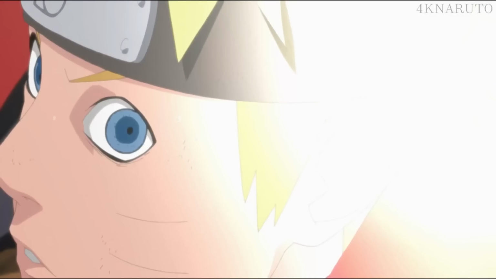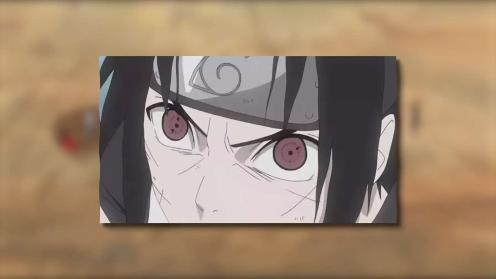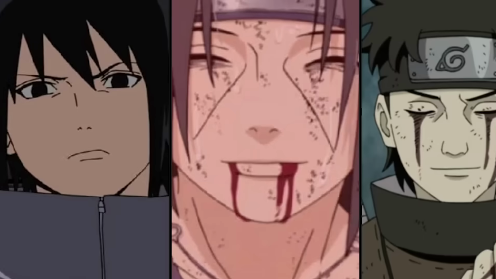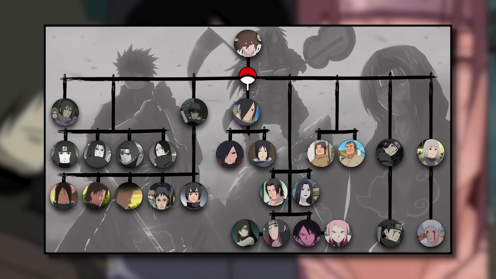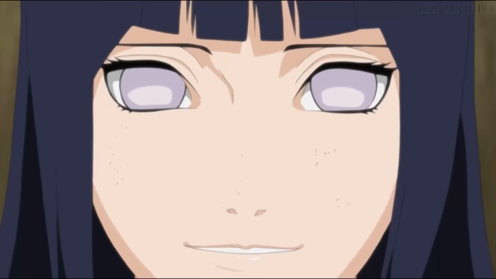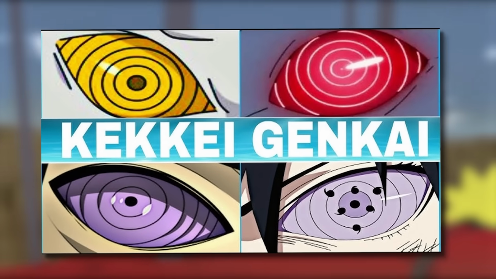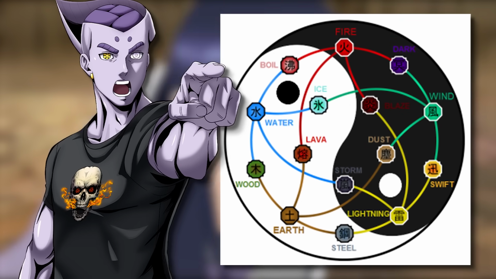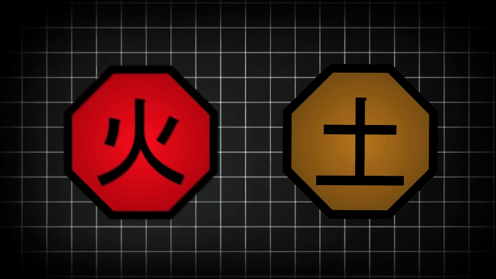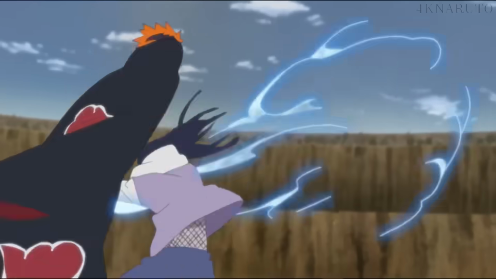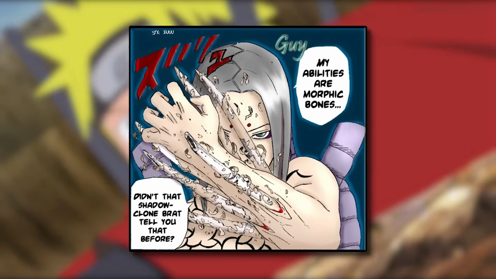But in that same arc, in the Land of Waves arc, the Sharingan was directly stated to be a Kekkei Genkai, a bloodline trait of the Uchiha clan. There are different types of Kekkei Genkai. Some of them are dojutsu like previously mentioned. Some of them are advanced chakra natures which blend two chakra natures together, and other Kekkei Genkai are genetic mutations that directly affect the body.